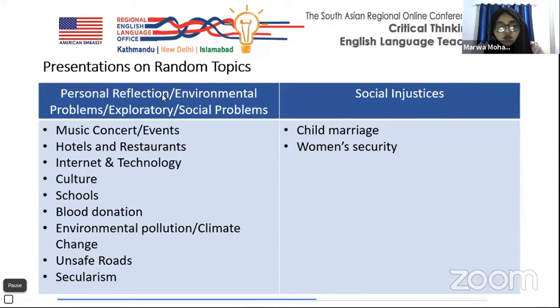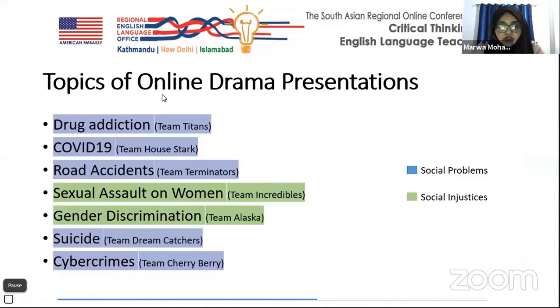Now, these were the random topics. There were personal reflection, environmental problems, exploratory or social problems. Social injustices were very few. A couple of people chose social injustices like child marriage or women's security.